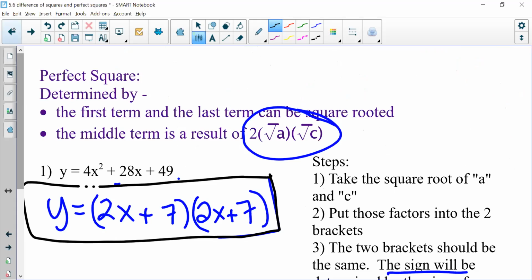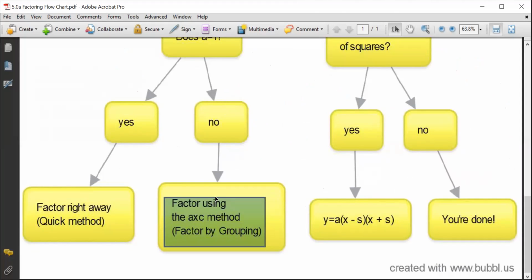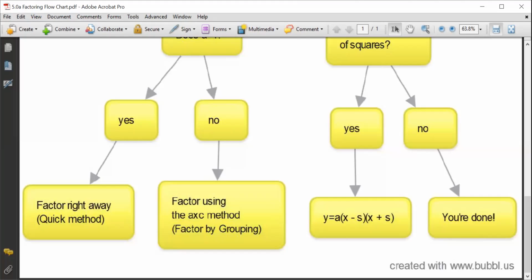Okay, so on the bottom of your factoring flowchart, what I want you guys to do underneath this factor using the A times C method, factor by grouping, underneath this rectangle, I want you to put a star or an asterisk below it and say check for perfect square trinomial. Just put a little asterisk underneath this rectangle and say check for perfect square trinomial.